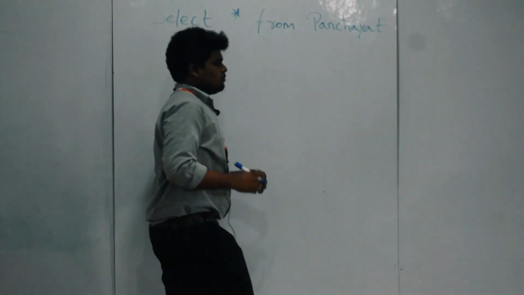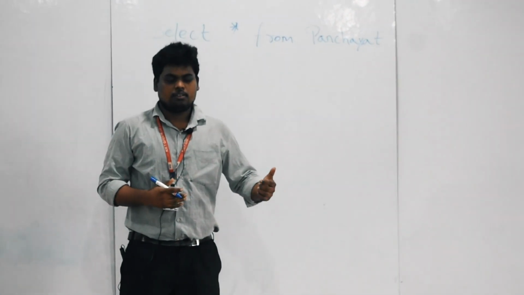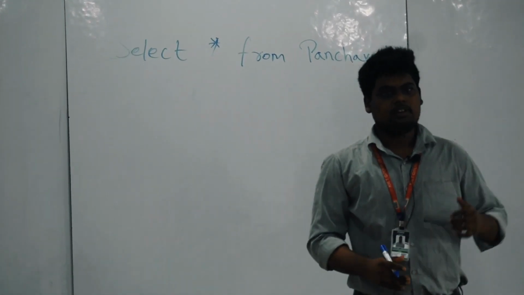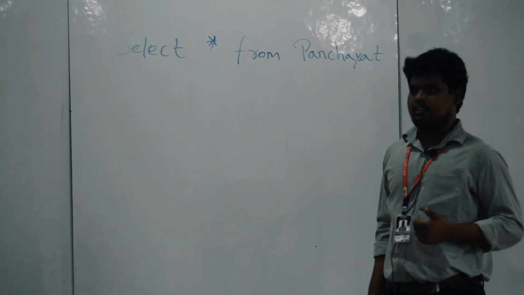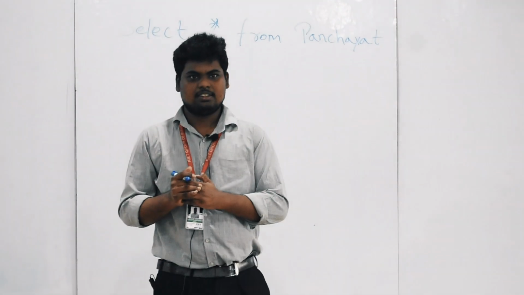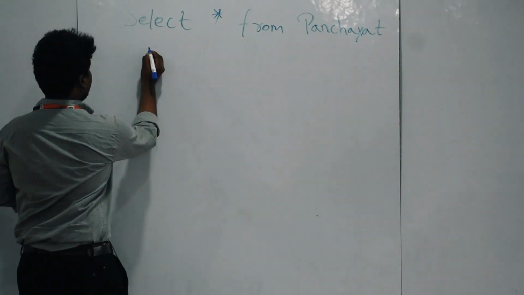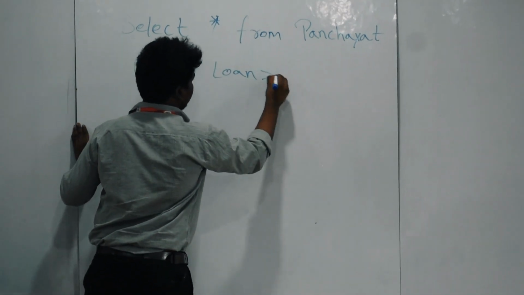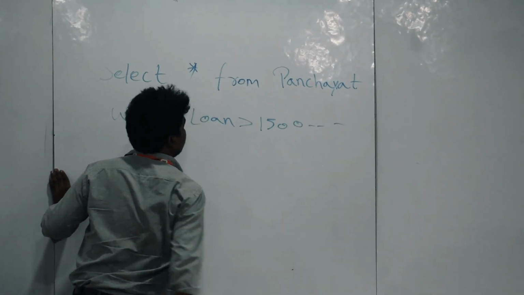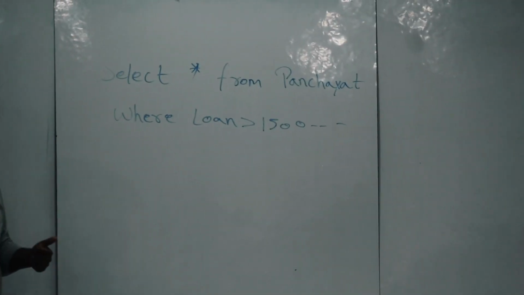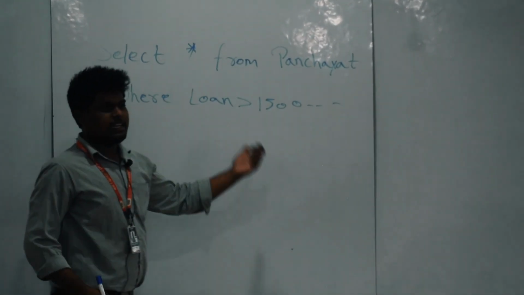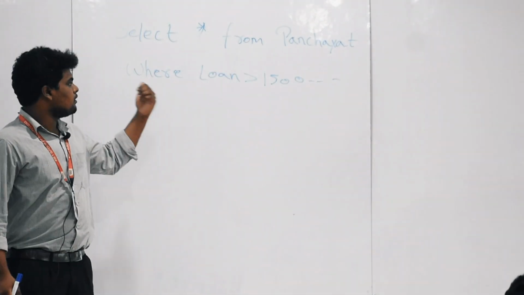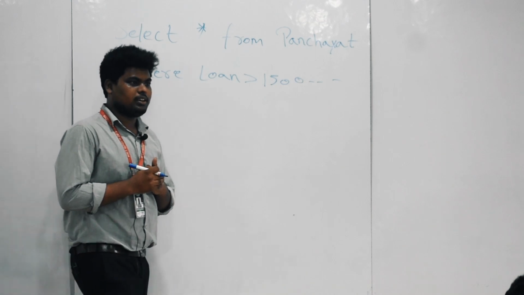I want the highest amount from that data. Before that, I want to know the second highest amount, right? If the second highest amount is 10 lakhs and the highest amount is 15 lakhs, then I need to mention a logic here: where loan greater than 15 lakhs. Is my query correct? I want to select everything from that database where the home loan amount is greater than 15 lakhs.